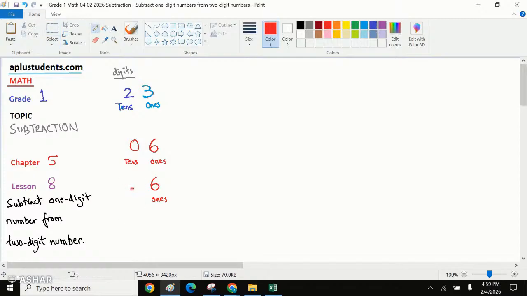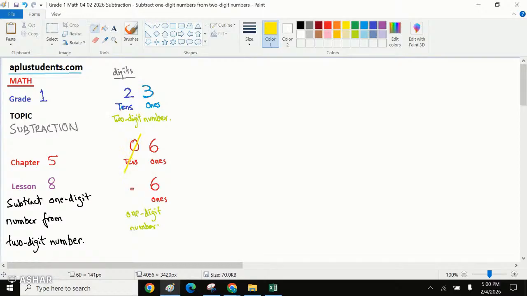Whenever it's a one-digit number, this would be a one-digit number which has only ones, and this is a two-digit number. So now we know the difference between one digit and two digits. We don't write this initial part. We don't write 0 tens. We simply write 6 ones.